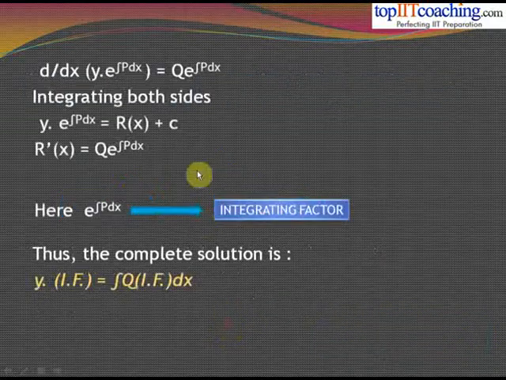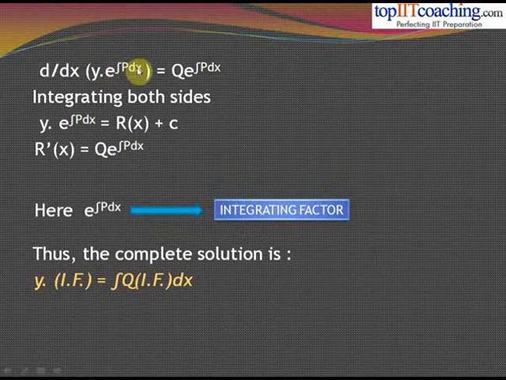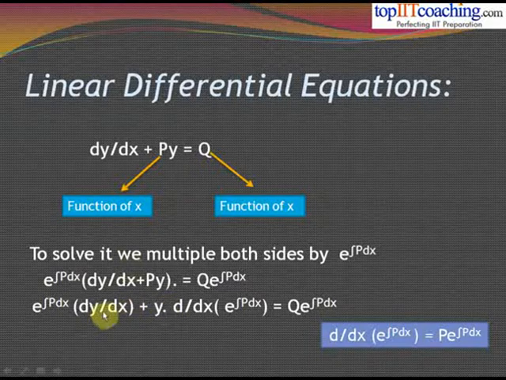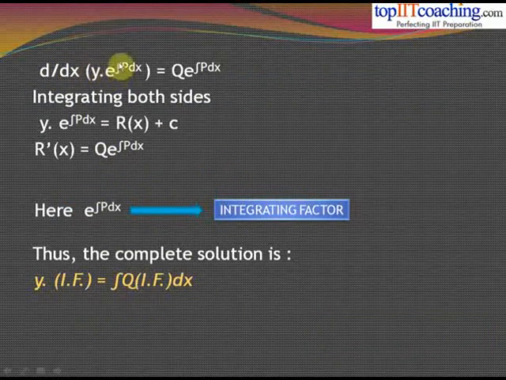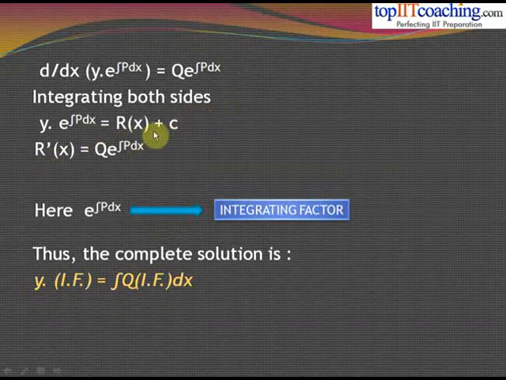So this further reduces to d by dx of y into e to the power of integral of p dx. Now this is equal to q times e to the power of integral p dx. Now integrating both sides, we get y into e to the power of integral of p dx equal to, let us say that the integral of this is some function of x, say r. So it is equal to r of x plus c, where c is the constant of integration. So r of x is nothing but the integral of q into e to the power of integral p dx, or r dash x equals q into e to the power of integral p dx.